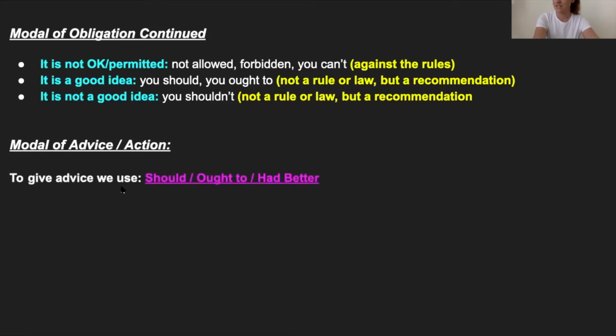To give advice, we use should, ought to, or had better. Can you think of your own sentence using should? Fantastic. You should take a break and get some rest.